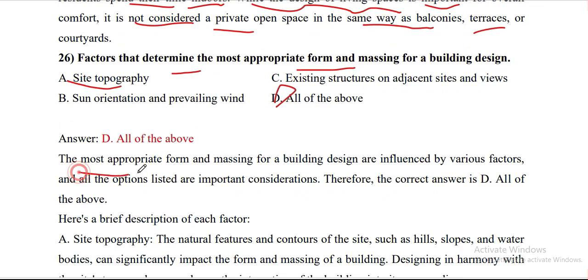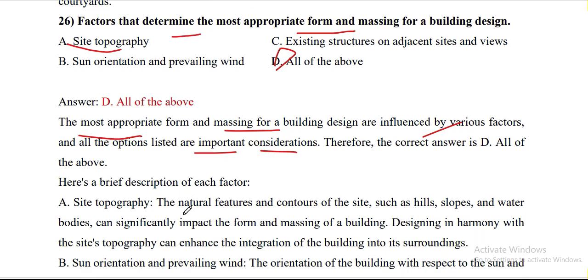The most appropriate form and message for building designs are influenced by various factors, and all the options listed are important considerations. Therefore, option D is the best answer. Here are the brief descriptions for each factor.